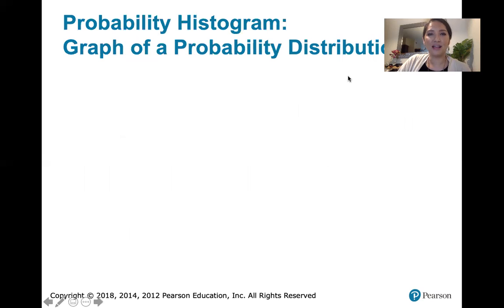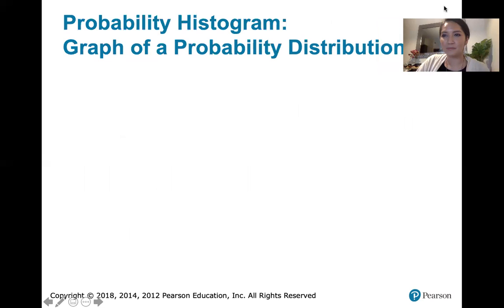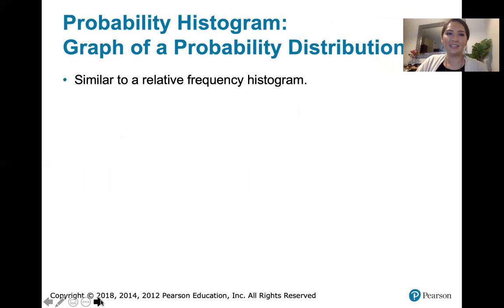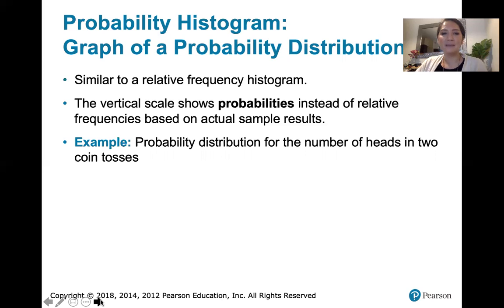Now we can also visualize probability distributions through probability histograms. This is just another way to express that probability distribution. It's just like a relative frequency histogram with one difference. Rather than having frequencies or relative frequencies in the vertical column, we have probabilities in the vertical column. Each probability is associated with a value of that random variable x. The values of the random variable x are listed on the horizontal axis, and then this is what we see.